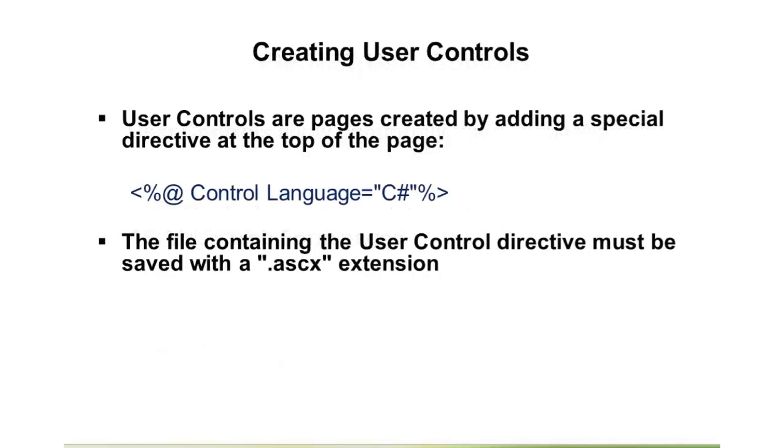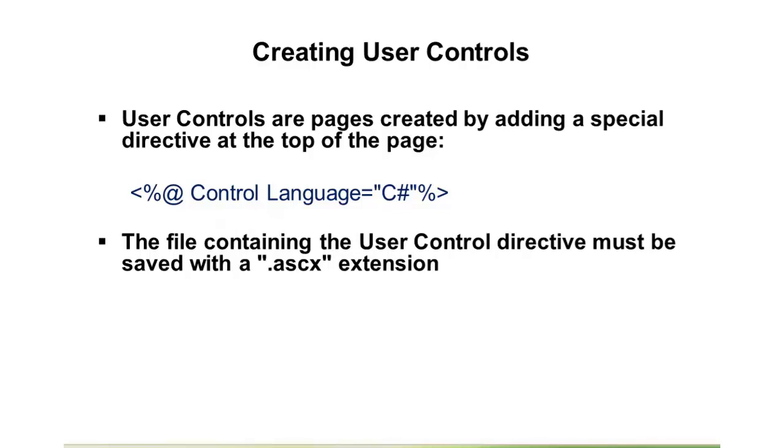Now, the way that these work is we use a new directive that we haven't talked about up to this point. We did talk about the page directive and how that works. Well, with user controls, it's not a full page. It's a user control. In fact, it's going to even inherit from a class called user control. So what we'll do is in our pages, we'll add in this %@, which is a directive, and then say, hey, this is going to be a control. And then we'll give it the language.